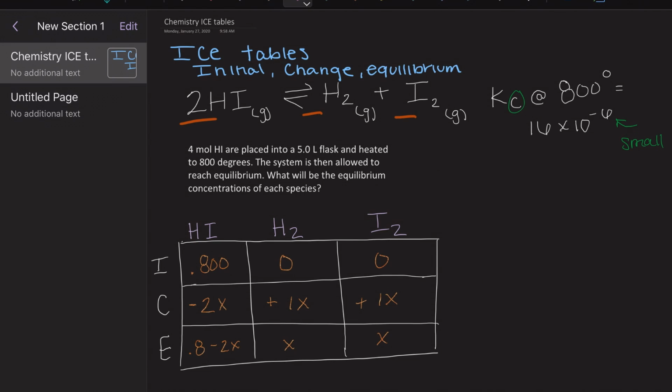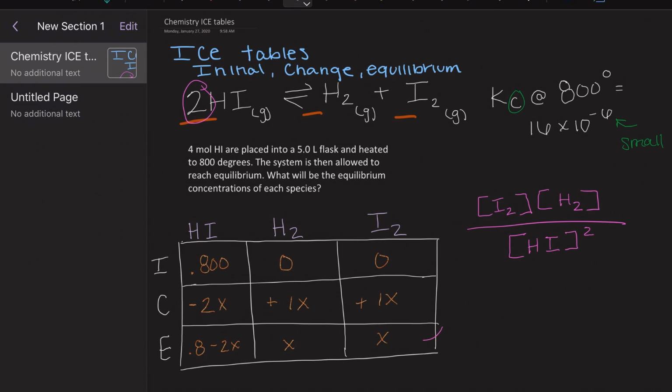Now that we have our ice table filled in, we can go about solving the rest of the problem. What we'll do is we'll use our already known equilibrium equation. So we know that an equilibrium expression is the concentration of products over the concentration of reactants. So for this equation, that would look like this. Concentration of I2 times the concentration of H2 over the concentration of HI squared. And we're getting that squared from this coefficient.